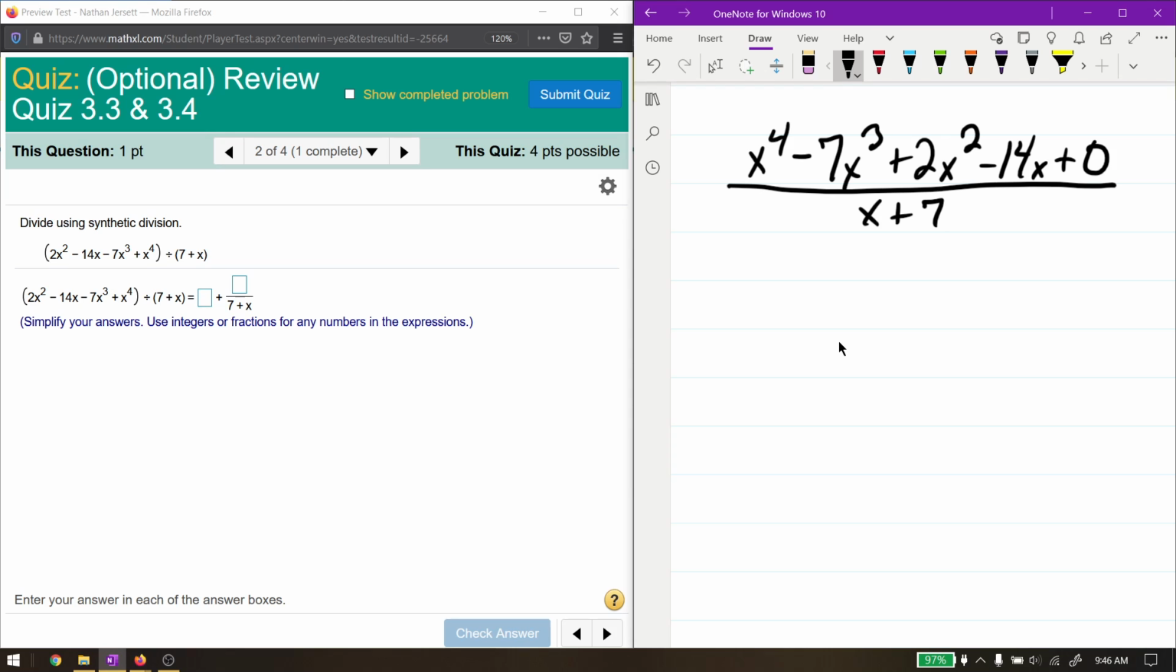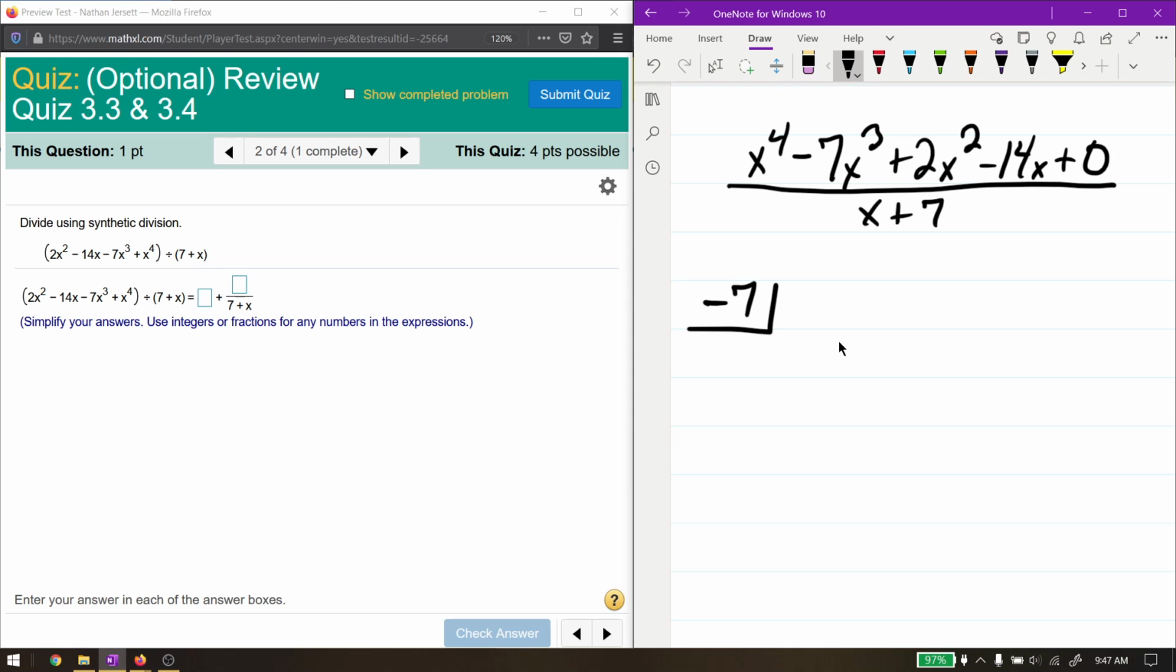Okay, it says use synthetic division. This is a great candidate for that because we have x plus something or x minus c on the bottom. Whatever that c is, in this case is going to be what makes the bottom 0. So negative 7 plus 7 is 0. We're going to synthetic divide using negative 7. It's the 0 that you use to divide, not the 7 in the x plus 7.